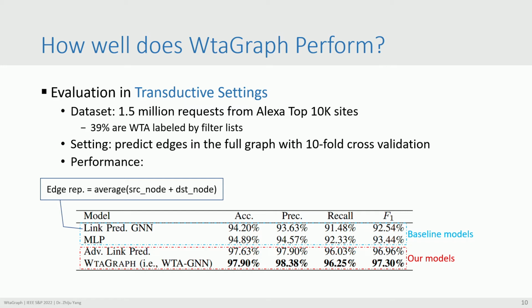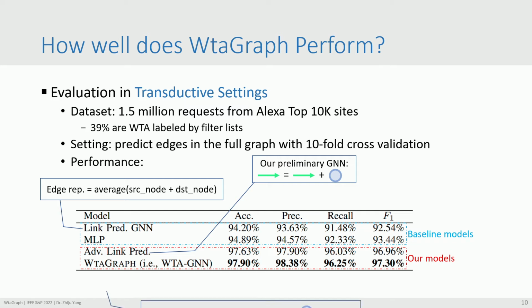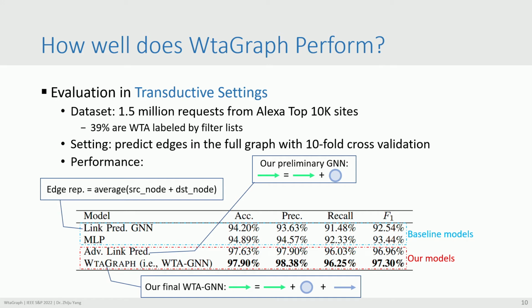And continuing, we have MLP, a classic neural network, but for this one, there's no graph involved at all. Next, in the third one, we have our advanced link prediction. Basically, for this one, the idea is more like, hey, incorporating its own edge representation with the node representations. But for this one, if you compare with our final version, there's no neighborhood edge aggregation. Okay? So as you can tell from these numbers over here, definitely WtaGraph works very well.